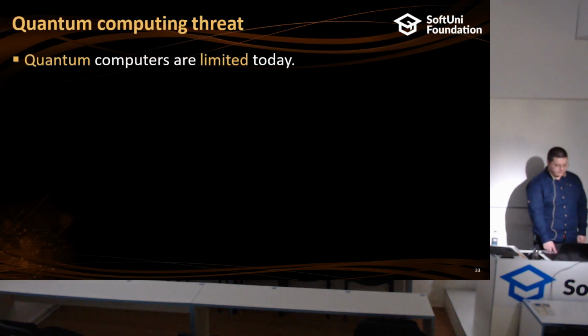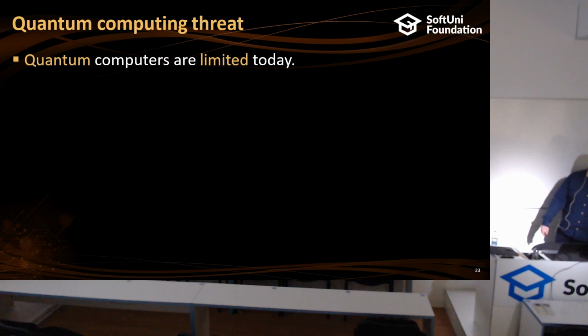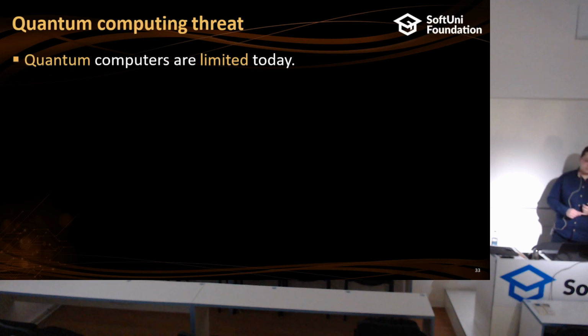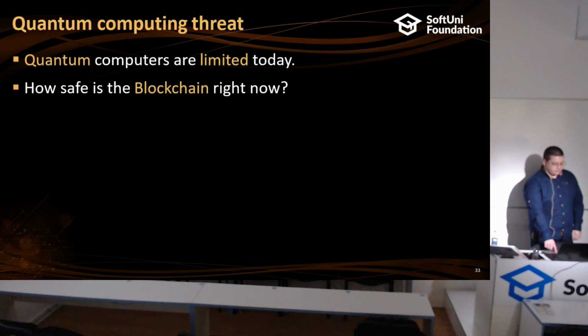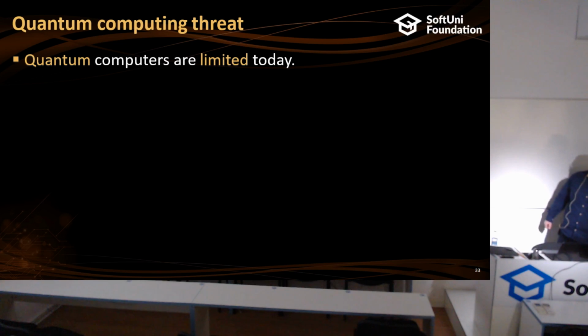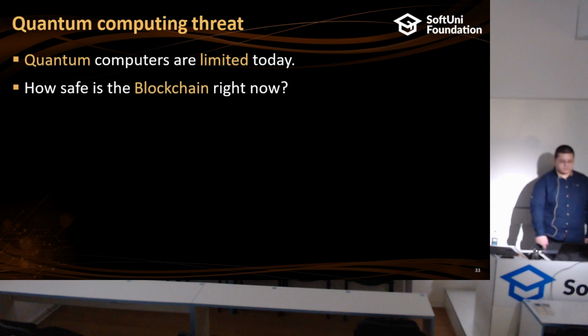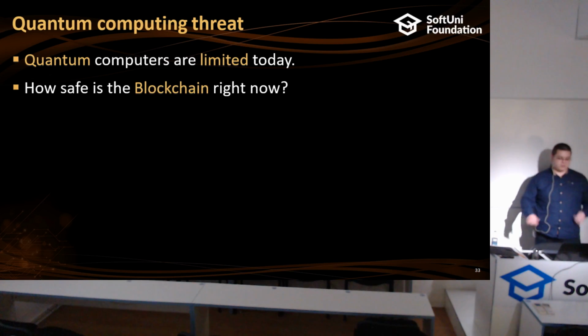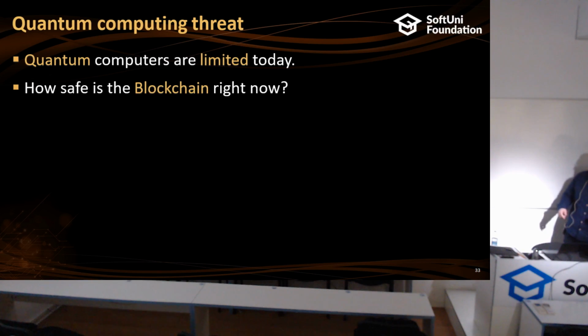So the first problem is the quantum computing threat, and quantum computers actually exist today, and they are very, very limited, but they actually exist, and they will only improve. So how safe is actually blockchain from something like quantum computers? Actually, I cannot really answer this question. There are many opinions. Some people say that it is safe. Some people say that it is not safe. Actually, this is a cryptographic question, and it needs cryptography people to actually answer it.